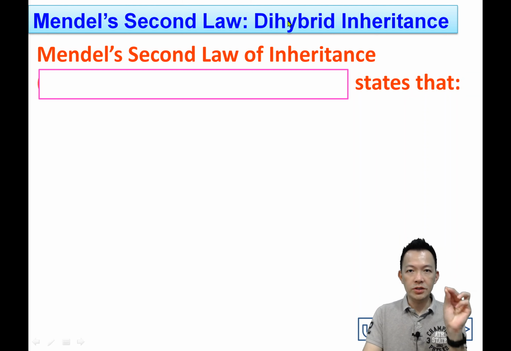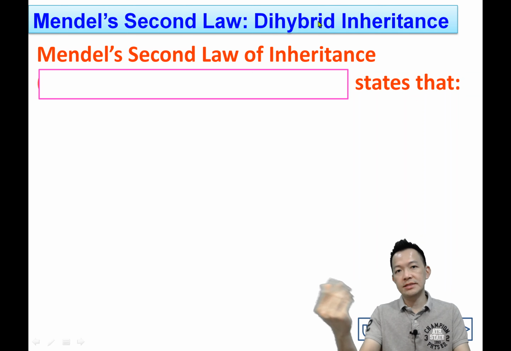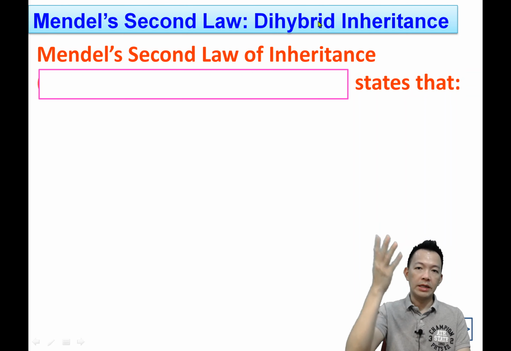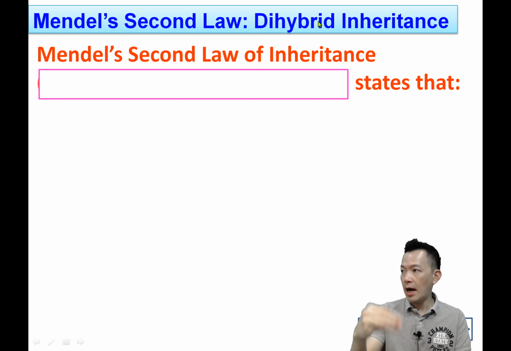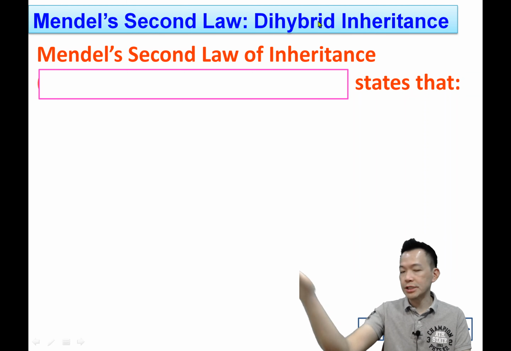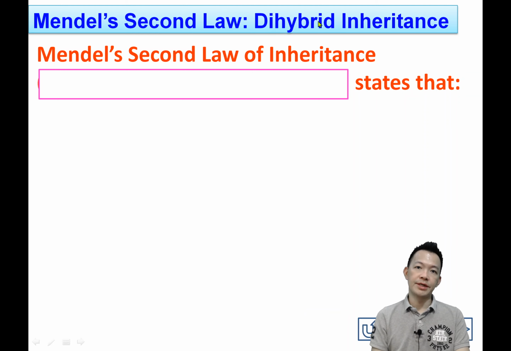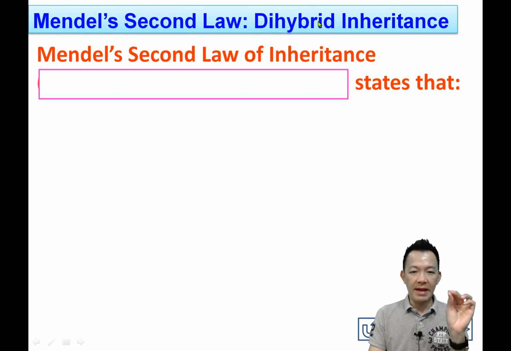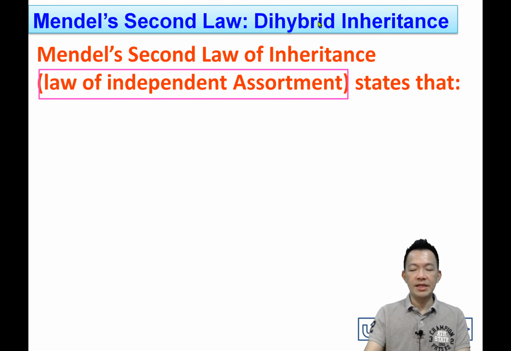So how are two types of traits, two types of characteristics, inherited by the next generation? For example, I'm tall and handsome. How are my tallness and my handsomeness inherited by the next generations? This is called dihybrid inheritance, two characteristics, two alleles, inherited by the next generation. So Mendel's second law of inheritance is called the law of independent assortment.